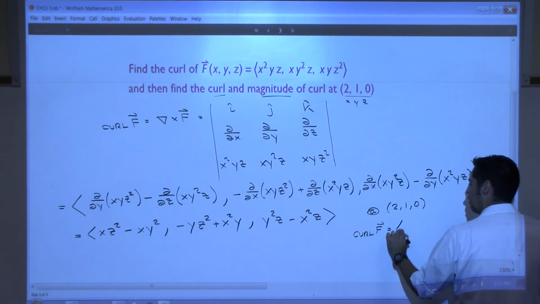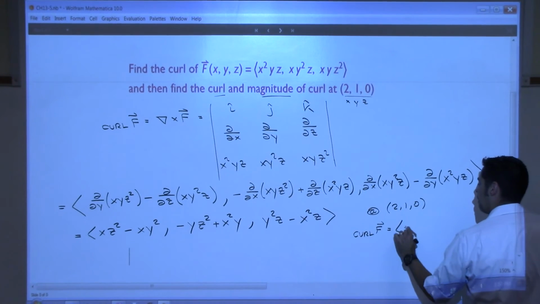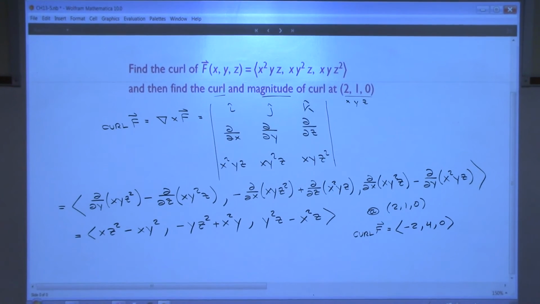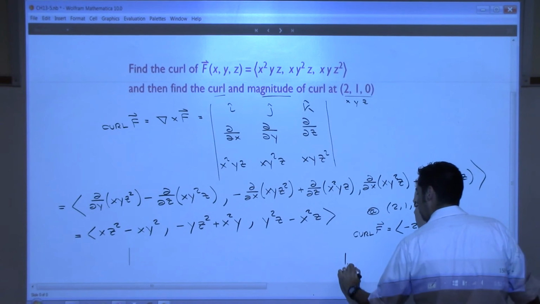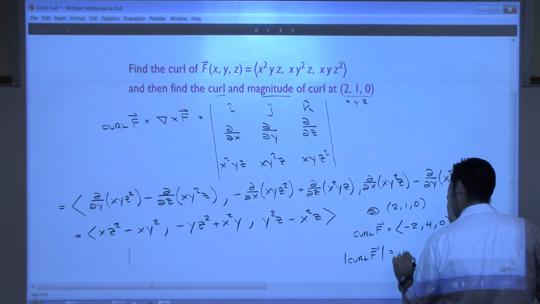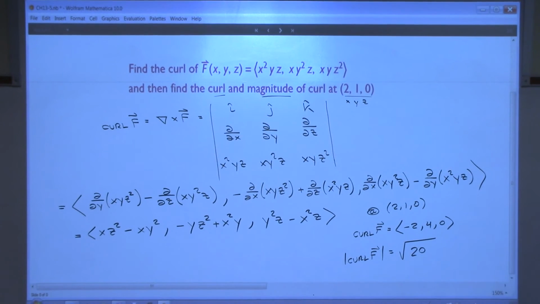At the point 2, 1, 0, we have that the curl of f is equal to, it's a vector, evaluated at 2, 1, 0. What do you get if you plug in 2, 1, and 0 for x, y, and z here? Negative 2, 4, and 0. Agreement? Okay. And then what is the magnitude of the curl? Root what? Root 20 or 2 root 5. Okay.